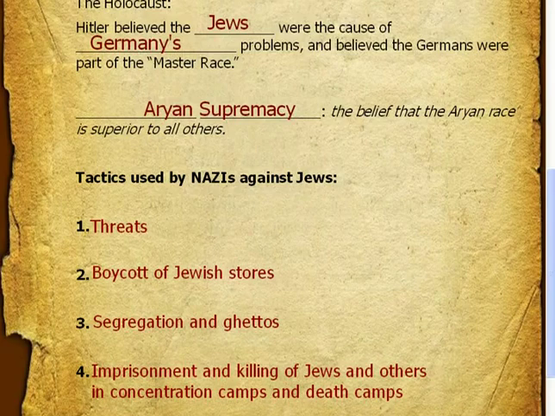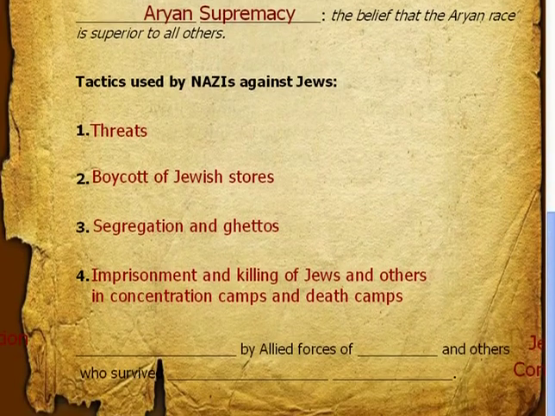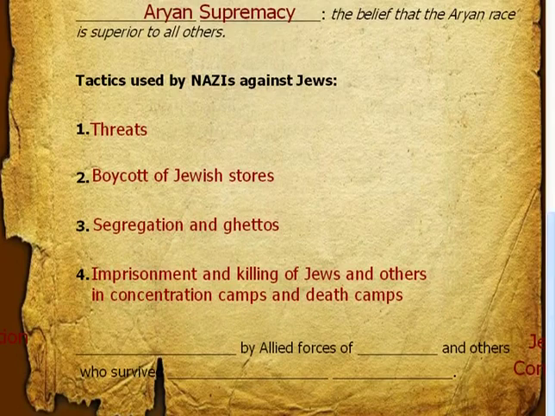From that, they go to the prison camps and the death camps, imprisonment and killing of Jews and others in concentration camps and death camps. Those are kind of two different kinds of camps. There are camps where they are put to work, and there are camps where the purpose of the camp is to kill as fast as they can.